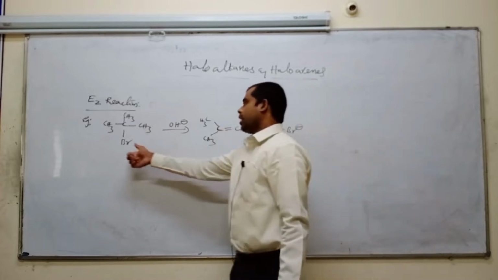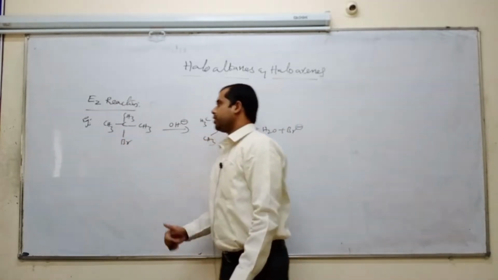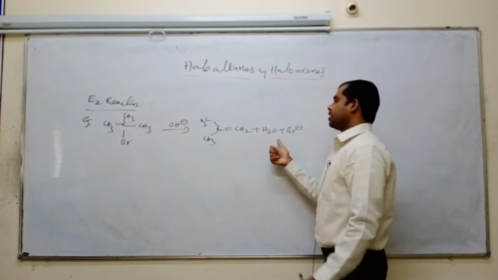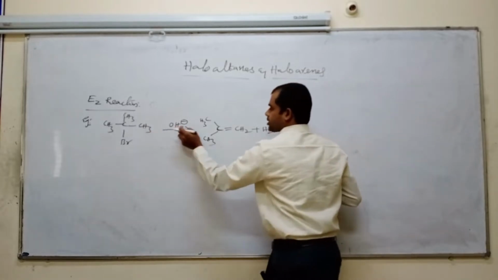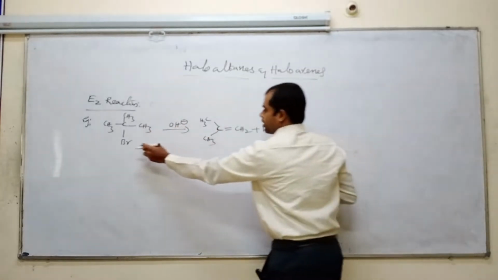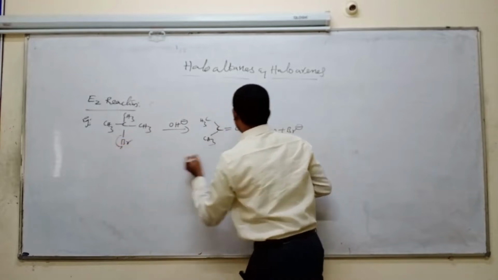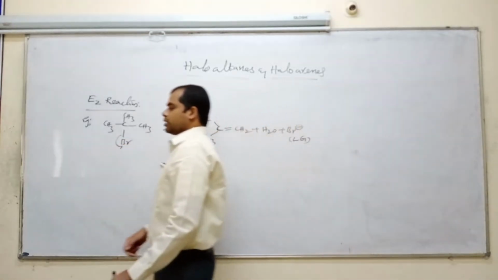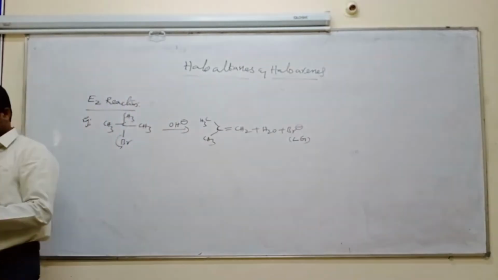So this is a haloalkane with a beta hydrogen atom. It reacts in presence of base to form the alkene, plus here one proton, and here OH minus combines to form water. Bromine comes out as bromide ion. This is called the leaving group. This is the general reaction.